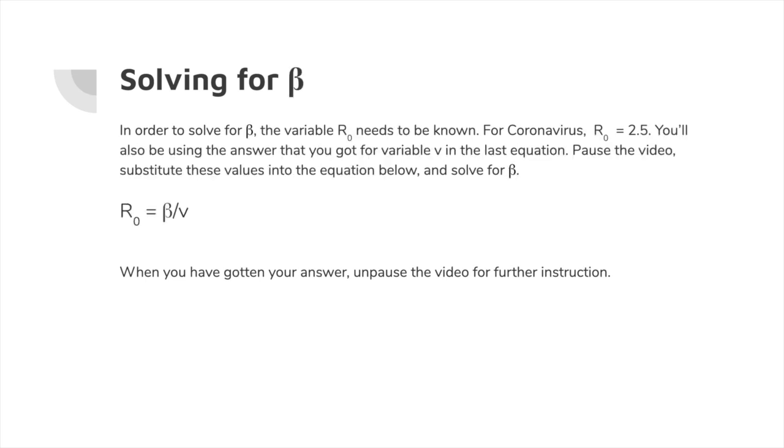Okay, so next we're going to solve for beta. In order to solve for beta, the variable R0 needs to be known. For coronavirus, R0 equals 2.5. You'll also be using the answer that you got for variable V in the last equation. So pause the video, substitute V and R0 into the equation below, and solve for beta. When you've gotten your answer, unpause the video for further instruction.